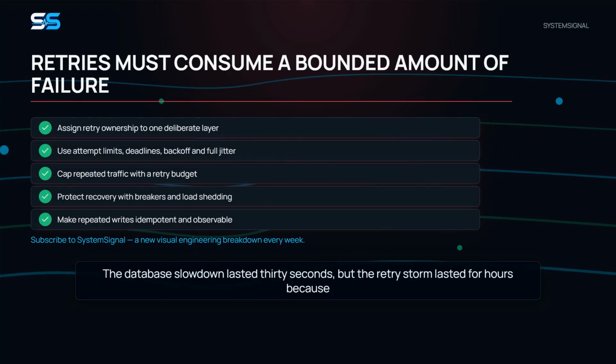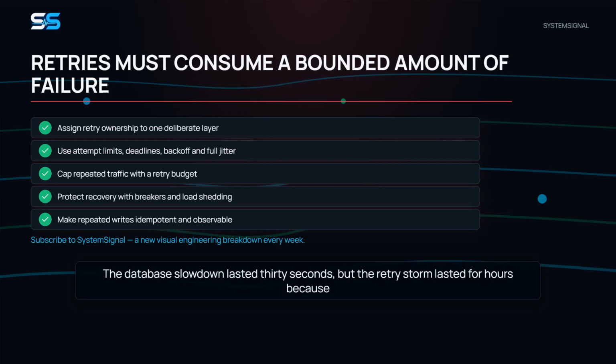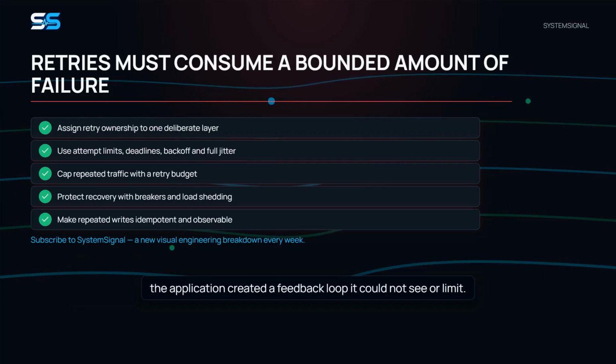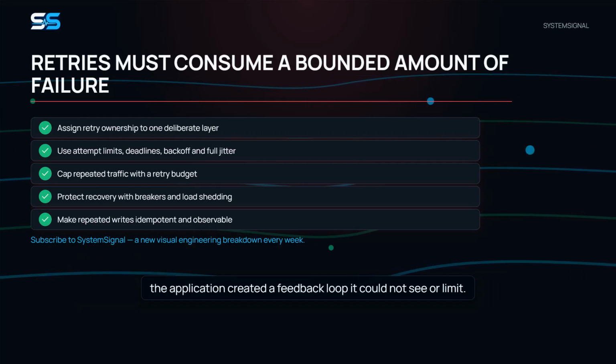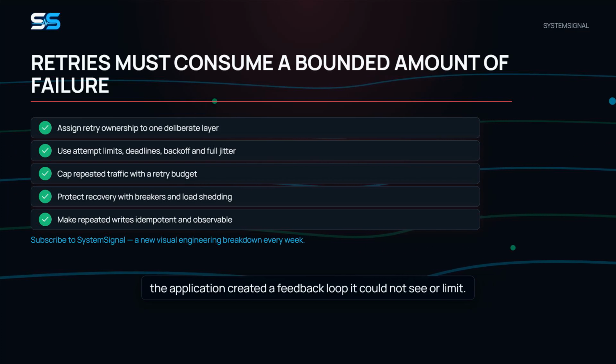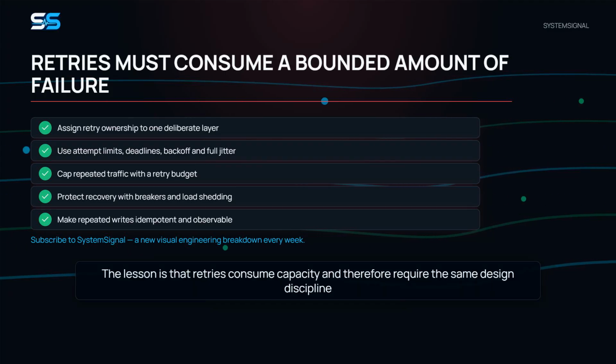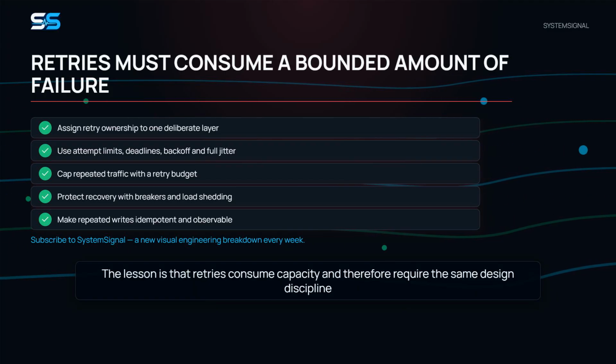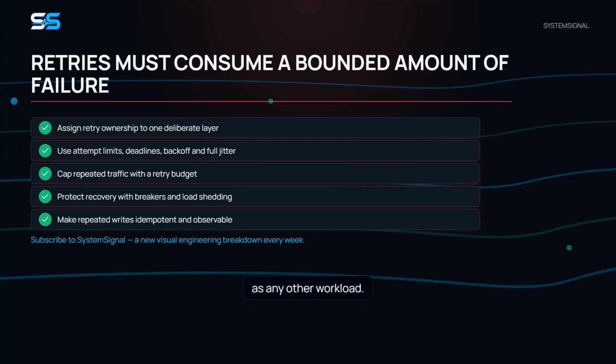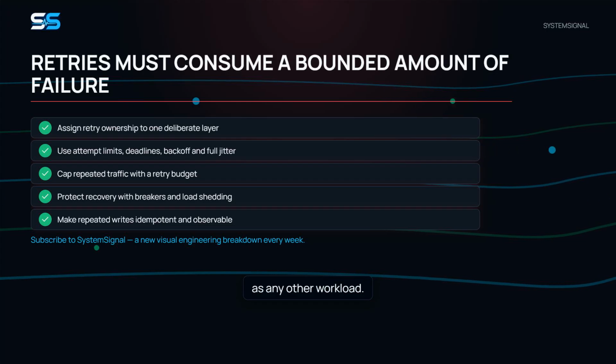The database slowdown lasted 30 seconds, but the retry storm lasted for hours because the application created a feedback loop it could not see or limit. The lesson is not that retries are bad. The lesson is that retries consume capacity and therefore require the same design discipline as any other workload.